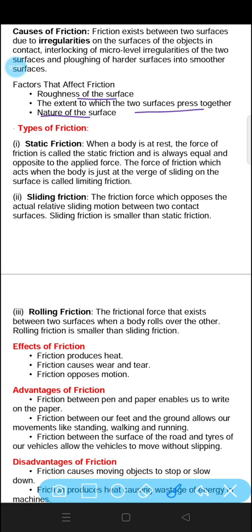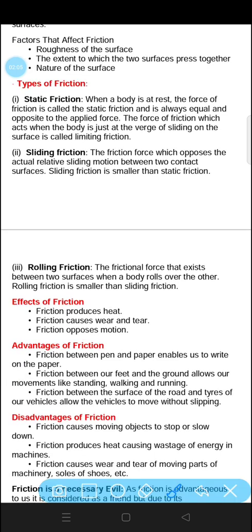Now let's look at the different types of friction. Friction is of three types. First one is static friction. When a body is at rest, the force of friction is called static friction. When the body is at rest and any force is applied, that friction is called static friction, and it is always equal and opposite to the applied force, so the body will not move.